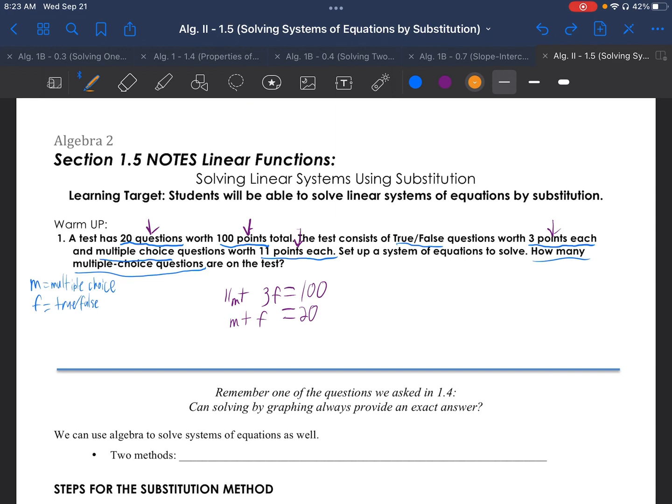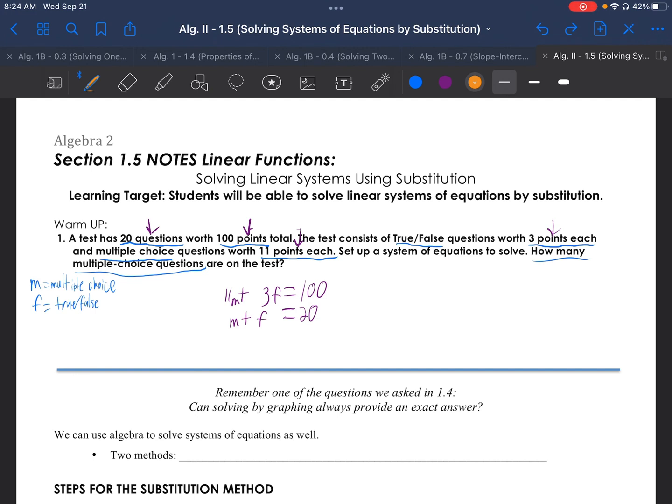Now we have to come up with, well, how are we going to solve this equation? And that's actually what we're going to be talking about today. But you might remember from a previous class, like Algebra 1, how to solve this. And if not, you can always do some guessing and checking and say, well, maybe it'll be 5 multiple choice and 15 true-false, because that adds up to 20. Or maybe it ends up being 10 of each, or 12 multiple choice and 8 true-false.